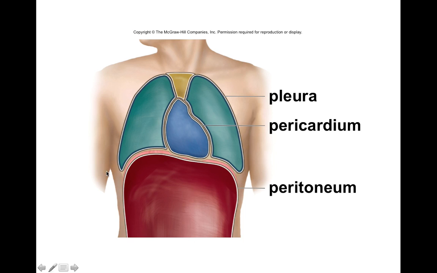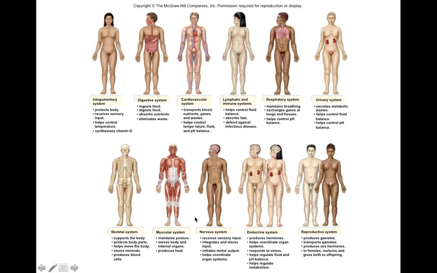The abdominal cavity then, in addition to having this diaphragm separating it from the thorax, you'll have what's called a peritoneal membrane, or peritoneum. The peritoneum will be around the entire abdominal cavity and pelvic cavity.